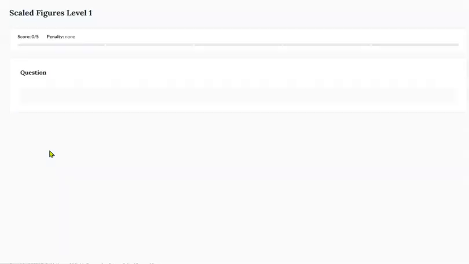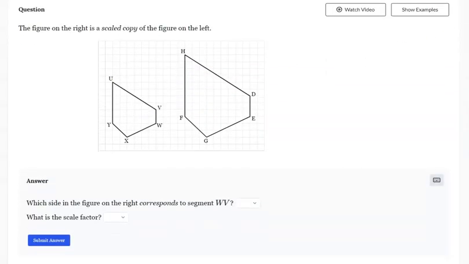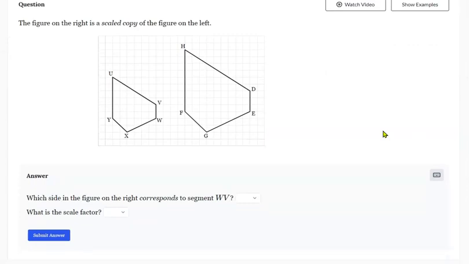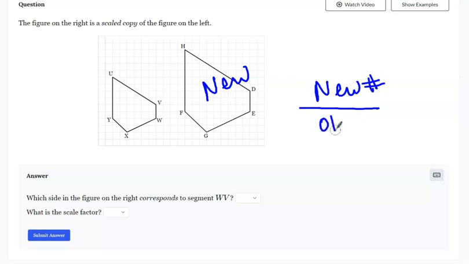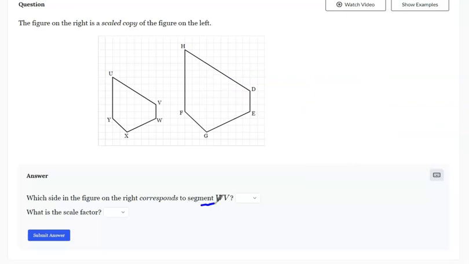Let's take a look at scaling or dilating figures. So please make sure you know which one is the new and which one is the old shape. So the figure on the right is the new shape. Anytime you figure out a dilation factor, you need the new number of the length over the old number of the length. So first we need to find a congruent side, right? 2 sides that map to each other. So let's take a look. They want us to map WV. So WV is this short side here, and it would map to DE or ED.